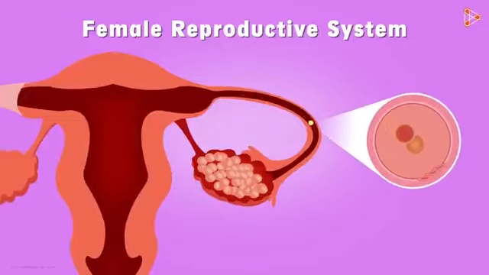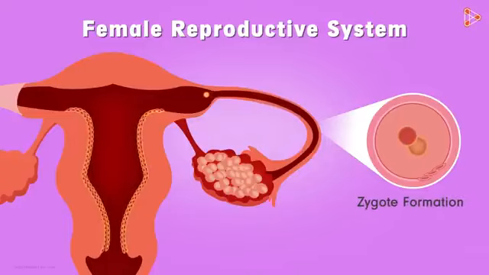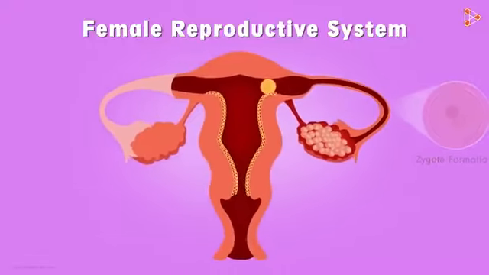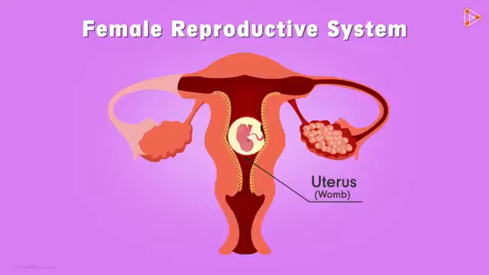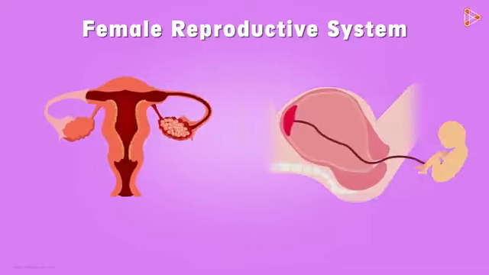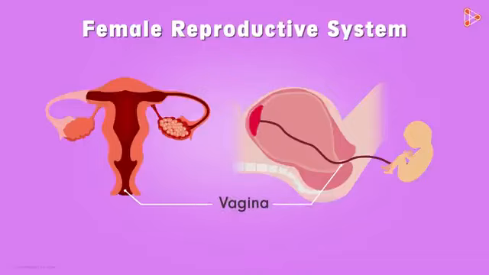And from here, the zygote starts dividing and grows into an embryo. Now, where will this embryo go further? Needless to say, the uterus. We know that the uterus, commonly referred to as the womb, is the site of development of a baby. And when the growth of the baby is completed, it comes out of the mother's body through the vagina.